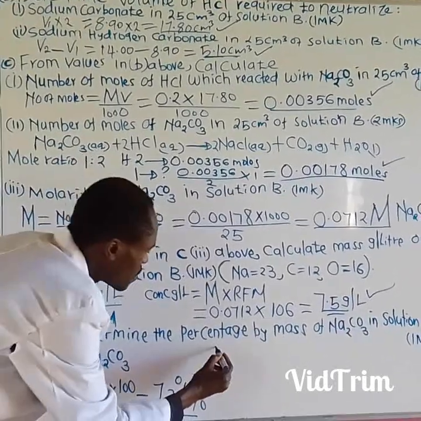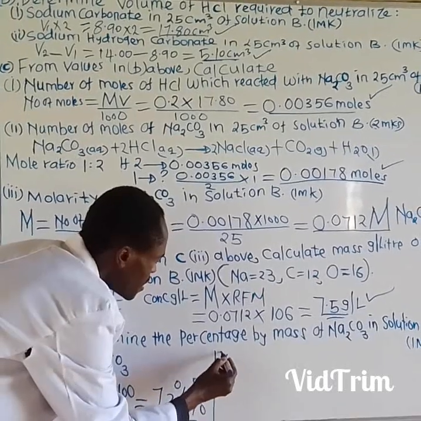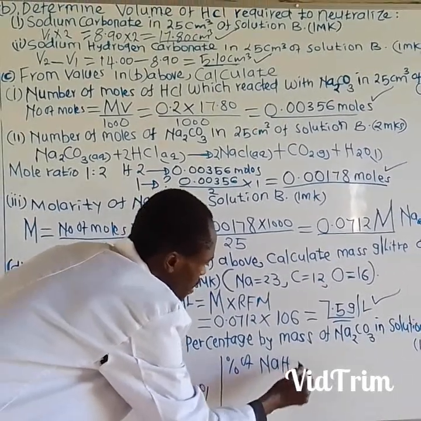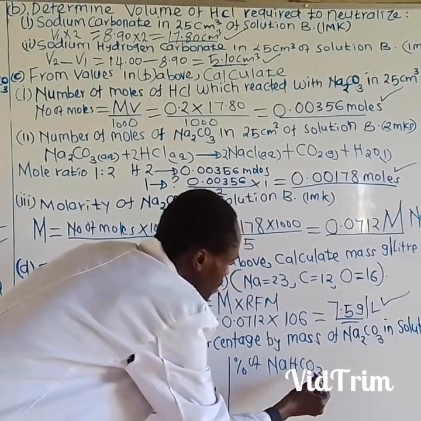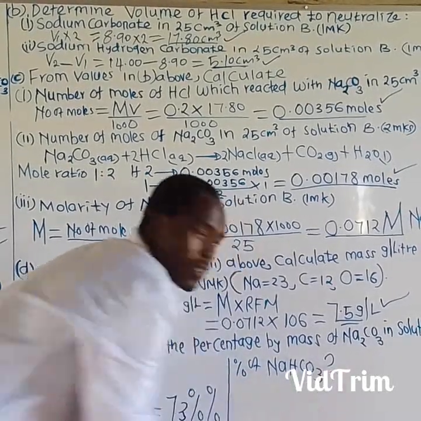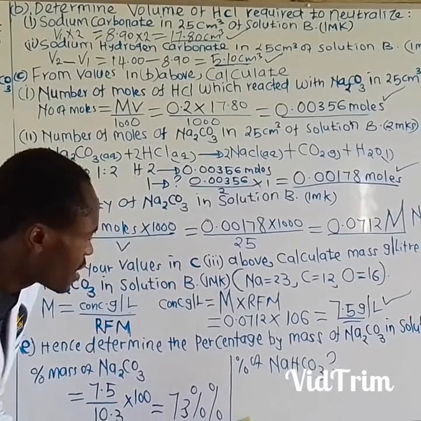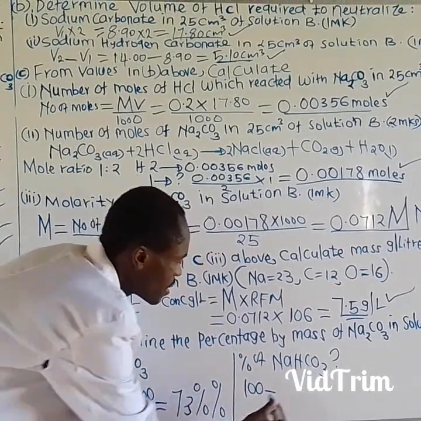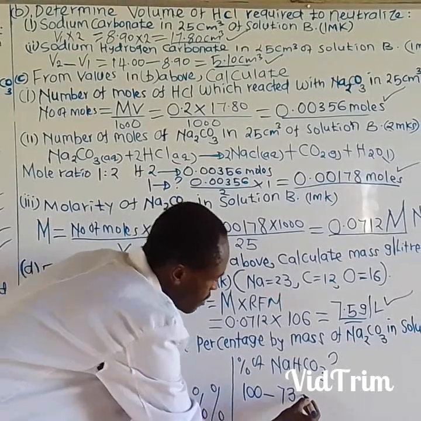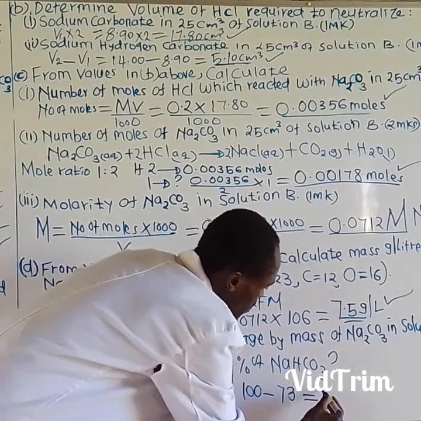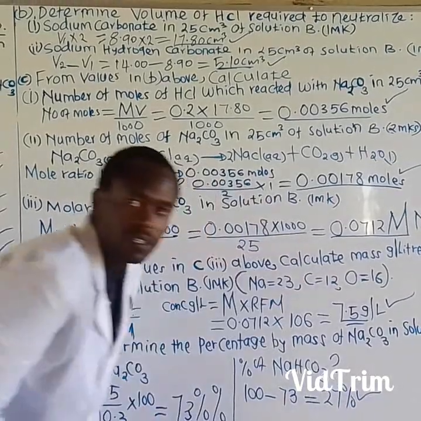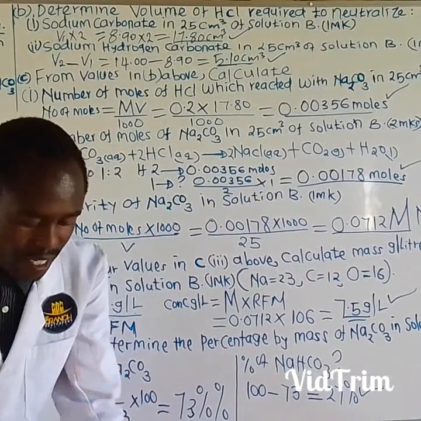What about the percentage of sodium hydrogen carbonate in the mixture? Is it okay? So you just take 100% minus 73. This one gives you around 27%. Is it okay, my student? Is it okay?